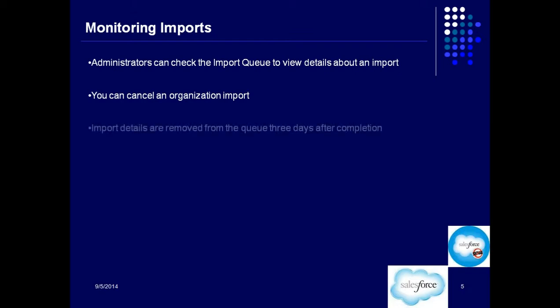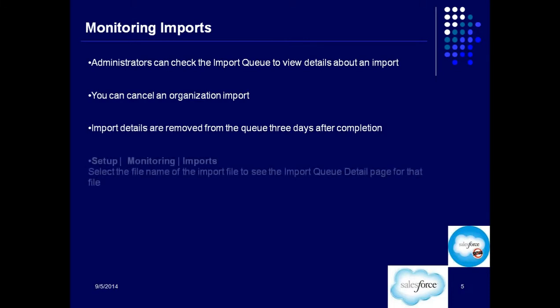Import details are removed from the queue 3 days after completion. So once your import is done, there is a log which stays in the import details in the system, and it stays there for 3 days. After 3 days, those are automatically removed. Where do you go and check the import details? You have to go to setup, monitoring, imports. Select the file name of the import file to see the import queue detail page for that file.